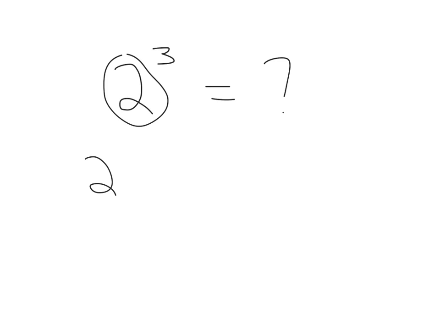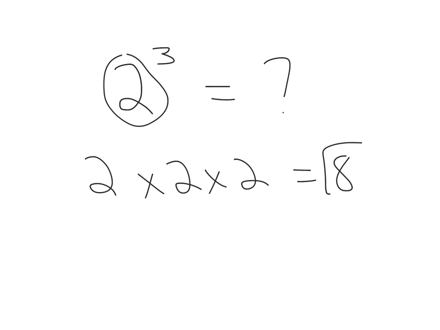You're going to see something like this, kind of an easier problem. So 2 to the third power equals what? Well, remember, power just means you're multiplying this base number as many times as the exponent represents. In this case, there's 3, so you're going to do 2 times 2 times 2. 2 times 2 is 4, and then 4 times 2 equals 8. So the answer to this one would be 8.